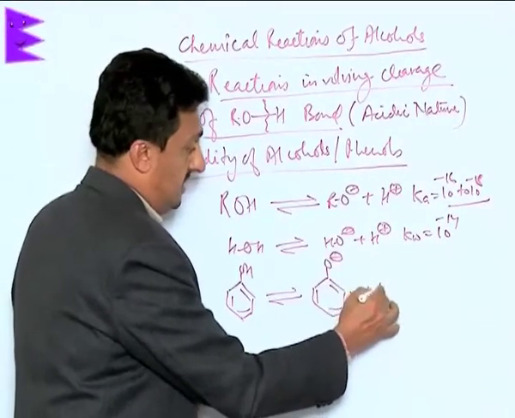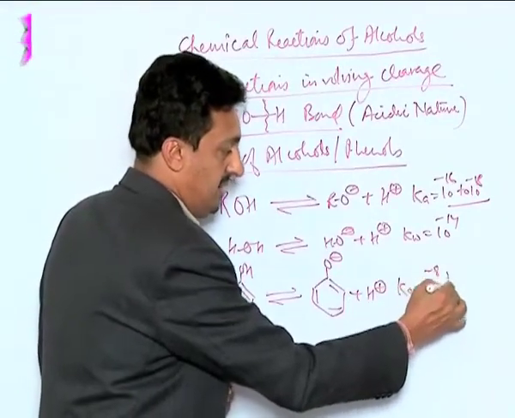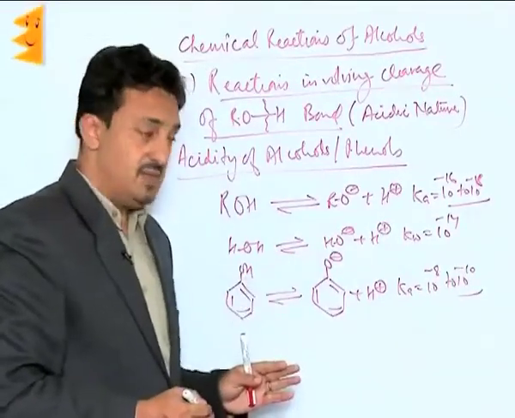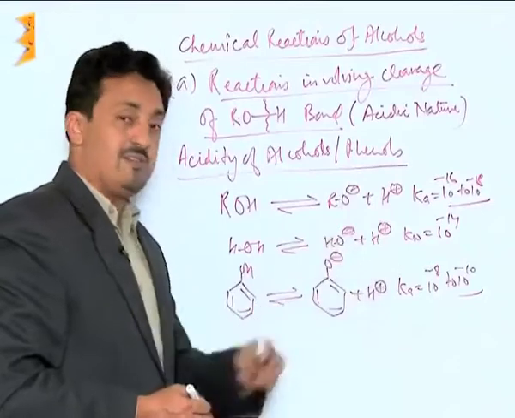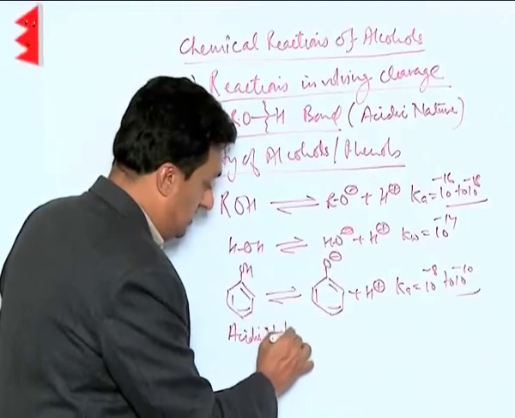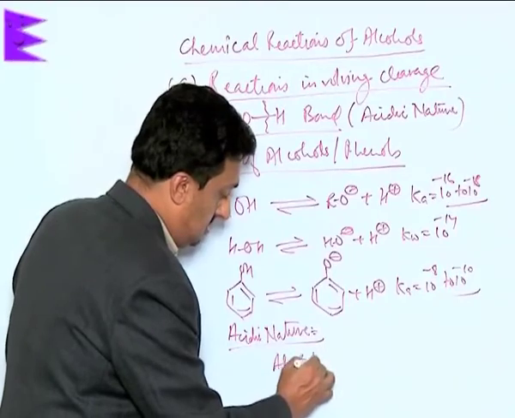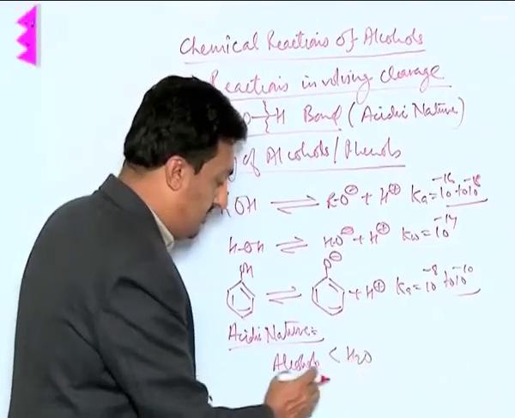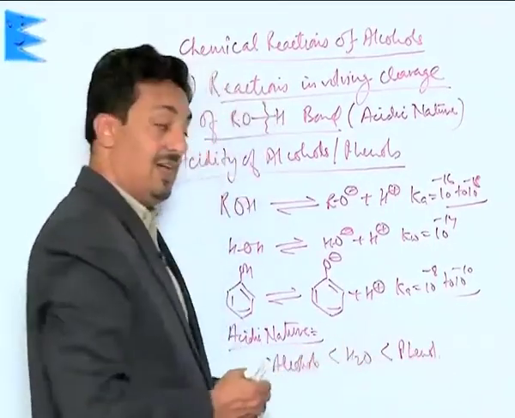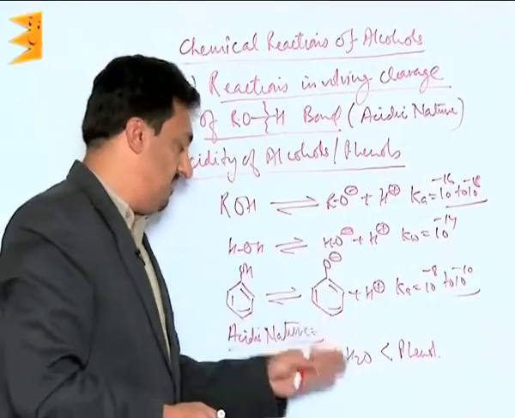Phenoxide ion and H plus ion, what we find is its K is 10 to the power minus 8 to 10 to the power minus 10. Now these dissociation constant values show that the acidic nature of alcohols is least, water is more acidic than alcohol, and phenol is more acidic than both alcohols and water. So out of the three, phenol is the most acidic, followed by water and then alcohols.